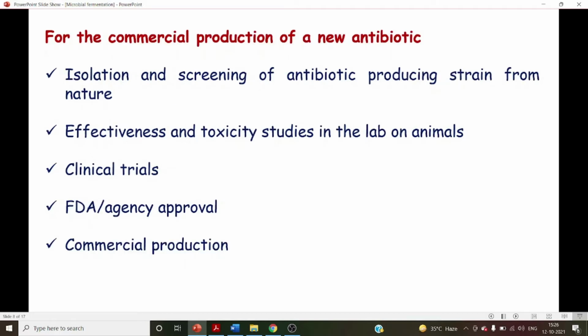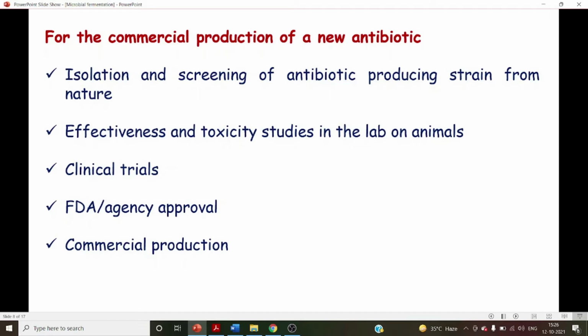See, for the commercial production of any microbial product, there are a few steps which are to be taken, and I'm going to discuss those steps in a broader manner, which are followed for the final commercial production of the microbial product. So I have taken the example of a novel antibiotic. Suppose a novel antibiotic has to be commercially produced. What route would it follow for its production?